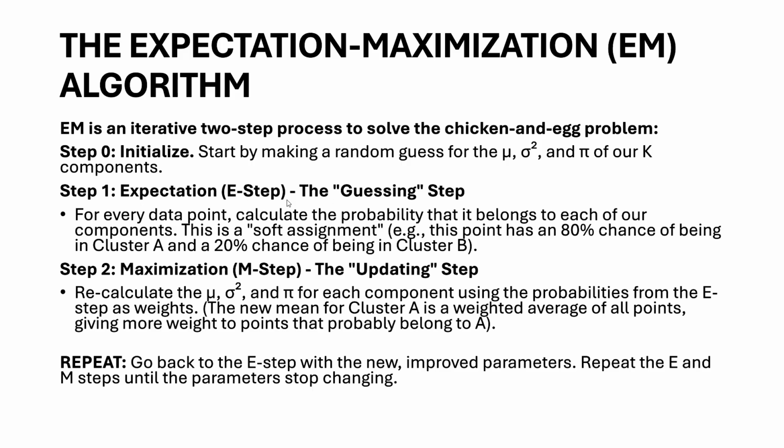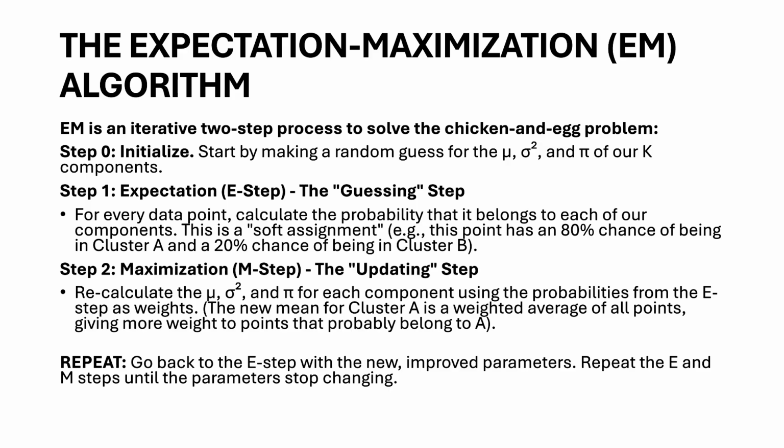Your expectation step is the E step, or the guessing step. For each and every data point, you calculate the probability that it belongs to each of the components. So basically, you have 3 different mixture models. For each and every data point, you check whether it belongs to A, whether it belongs to B, or whether it belongs to C.